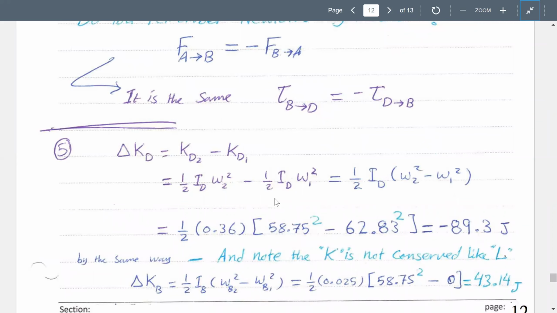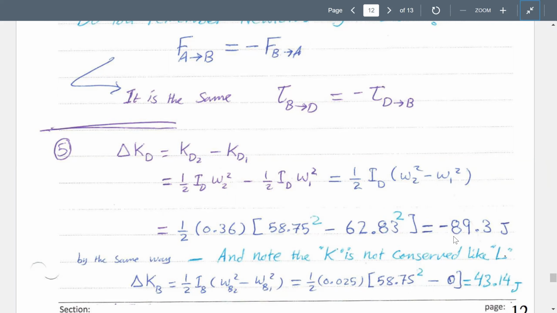Okay, the change in kinetic energy. For the disk, we can find it. The moment of inertia for the disk is the same, which is half m r squared. We found it, it is 36. Half I times omega final squared minus omega initial squared. We just take all of this as a common factor. Omega final we found after the collision, and this is omega initial before the collision. So the change in kinetic energy for the disk is negative 89.3 joules.